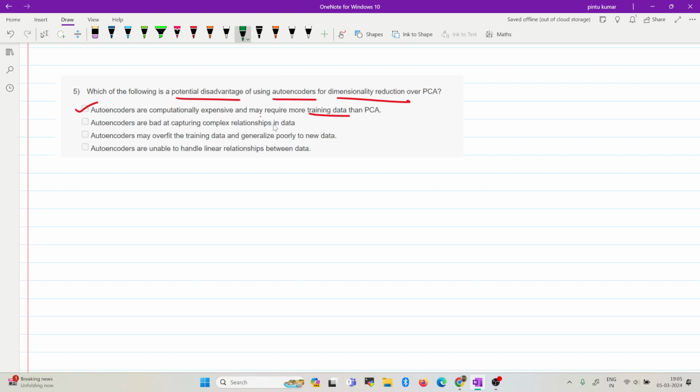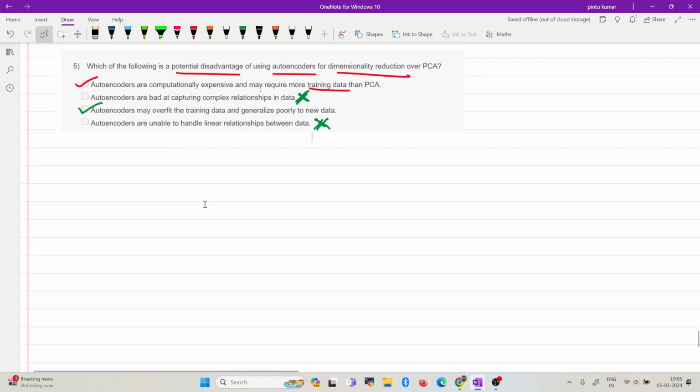Autoencoders are bad at capturing complex relationships in data. This is incorrect. It is good at capturing complex relationships. Autoencoders may overfit the training data and generalize poorly on new data. This is also correct. Autoencoders are unable to handle linear relationships. This is not at all applicable. Okay.